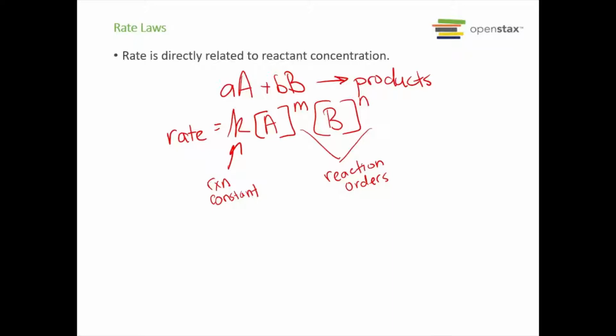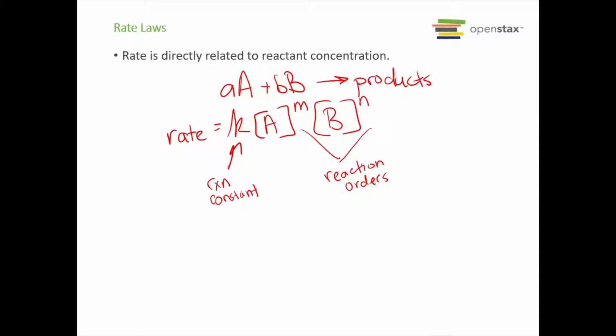Fun fact. The rate constant k is independent of reaction concentrations, but it does vary with temperature. So it doesn't care about reaction concentrations, but it does care about temperature. So for your reaction, the rate constant could be different at 50 degrees Celsius versus 100 degrees Celsius, for instance.